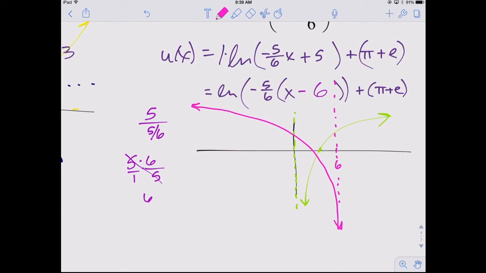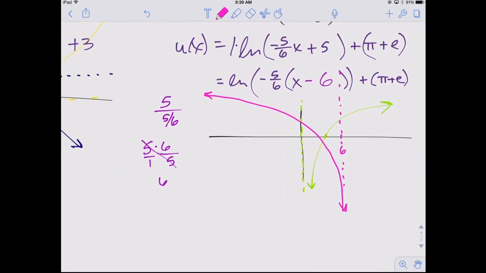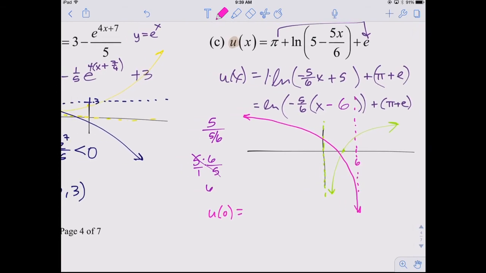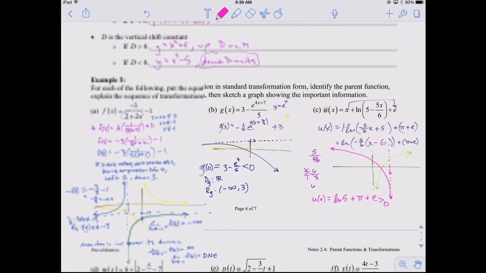So before I walk away, I better find the y-intercept. So u of 0. And I'm going to plug it back into the original just because it's easier. When I plug in a 0 for x here, I get 5 minus 0, which is 5. So I get the natural log of 5 plus pi plus e. Any doubt as to what the sign of that number is? It's going to be positive. The natural log of 5 is positive because it's bigger than 1. So if that's greater than 0, is that my graph? Can it work? Perfect. I'm crossing in positive y land.